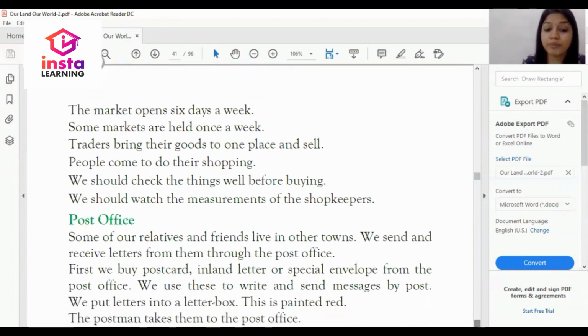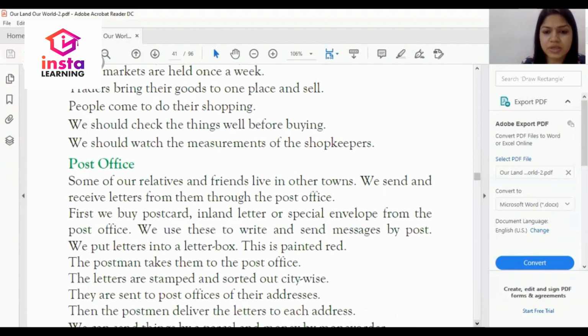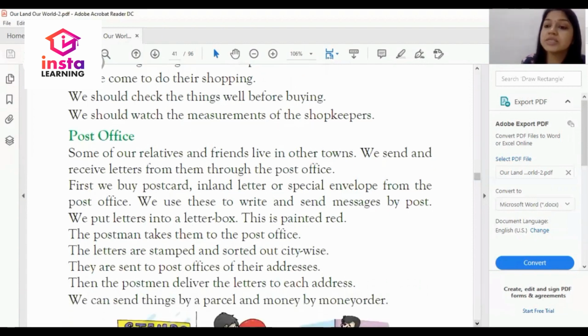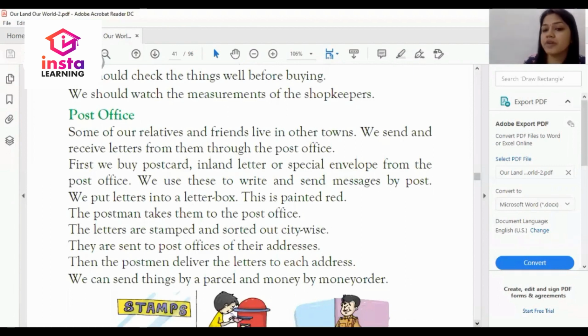The next one is post office. What is the role of post office in our life? So dear student, some of our relatives and friends live in other towns. So we receive letters from them through the post office. So what is the role of post office? We send and receive letters from them through the post office. How? First we buy postcard, Indian letters or special envelope from the post office. We use these to write and send by post.